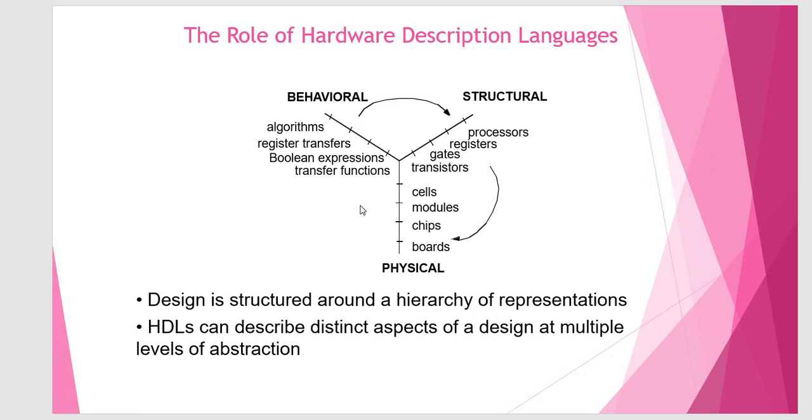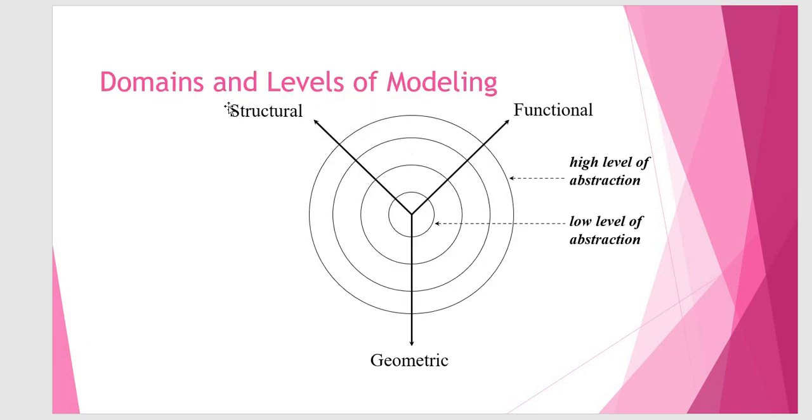And as far as physical is considered, it is actual manufacturing in terms of chips, boards, cells, or modules, we can say. Design is structured around a hierarchy of representations. So these are three styles or types of representations. HDLs can describe distinct aspects of design at multiple levels of abstraction. We will get into details from the modeling point of view in the next presentation.